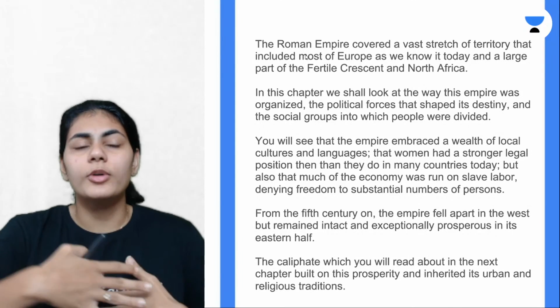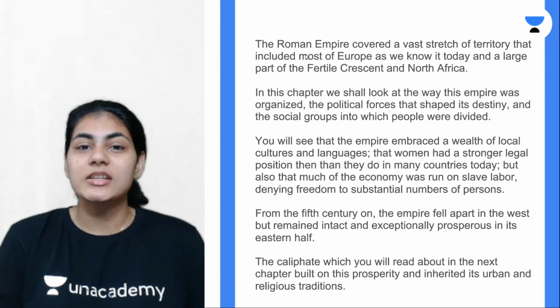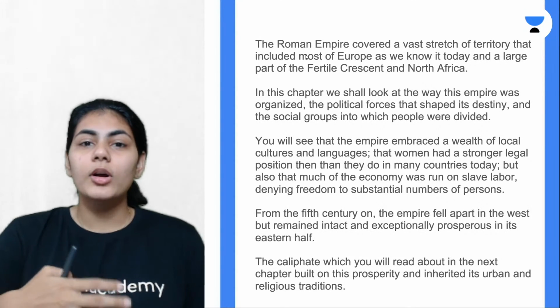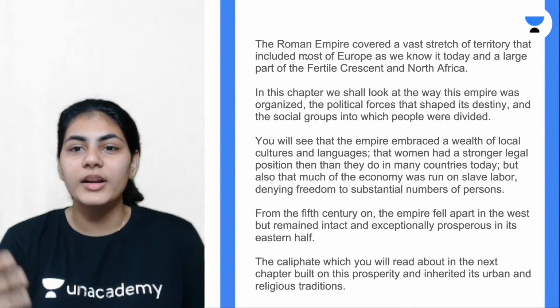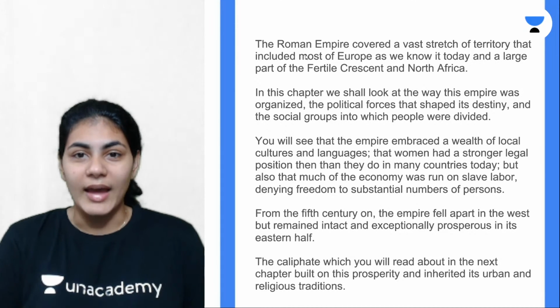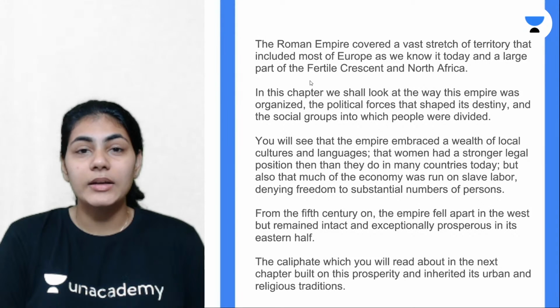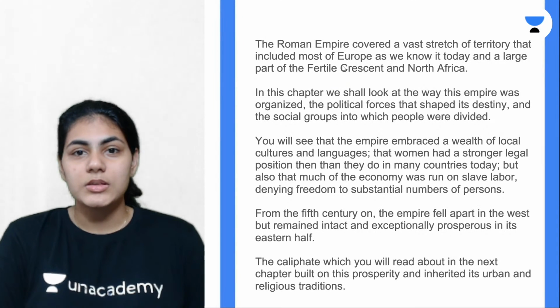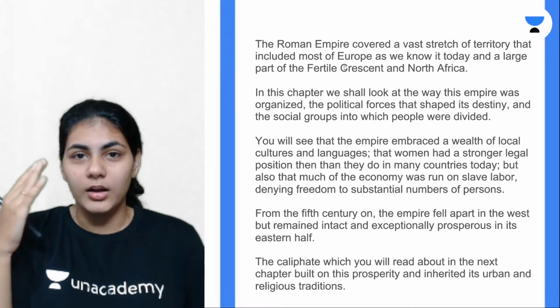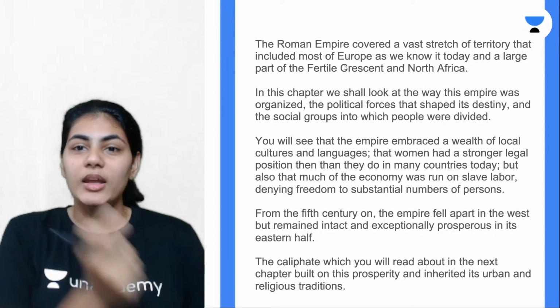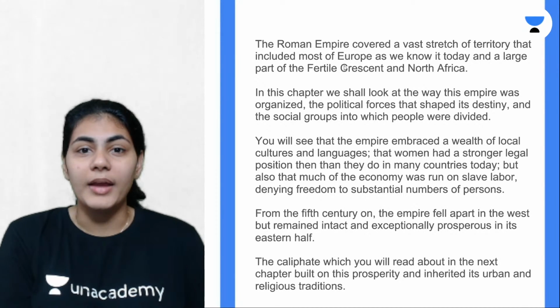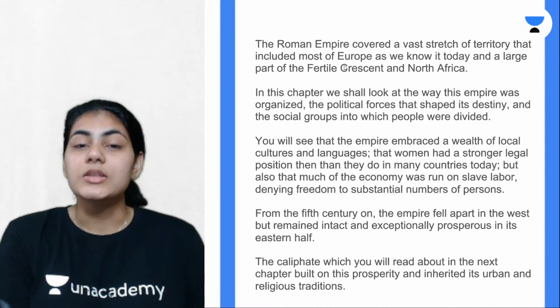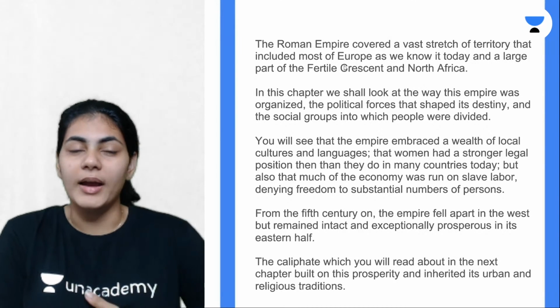Roman Empire stretched over large territories, and to give you a rough idea of how large it was, it spread over almost the whole of modern day Europe, the whole of modern day North Africa, and also a large part of the Fertile Crescent. So just imagine the world map in your mind, then locate where Europe, North Africa, and Fertile Crescent are. All of these regions were ruled by the Roman Empire right from the beginning. That is where the power of the Roman Empire lies.